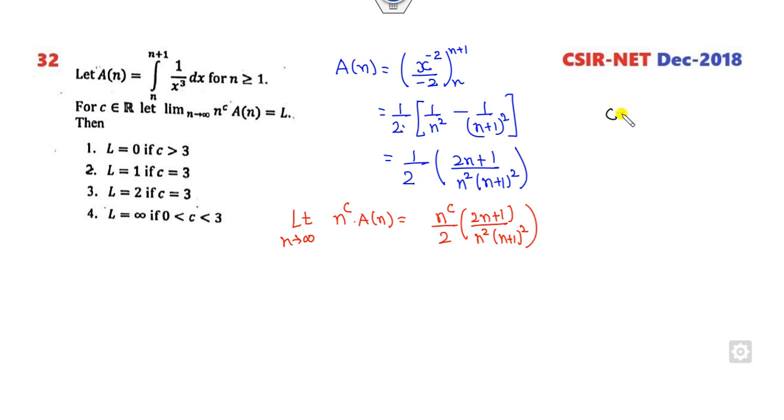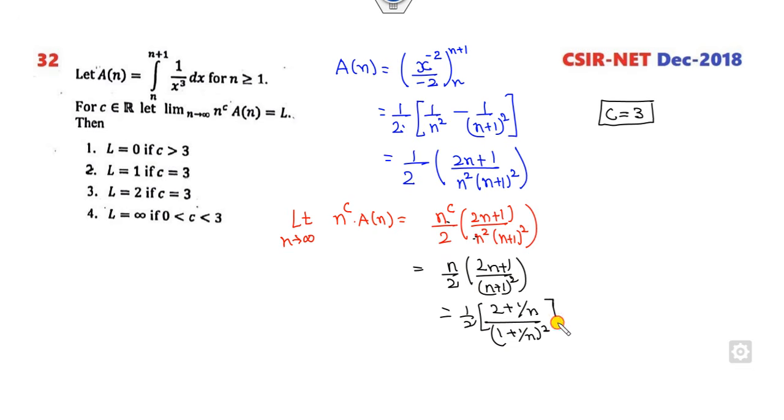Okay, very simple. I can choose firstly c equal to 3. Then the degree of the numerator becomes 4. The denominator is also 4. When c is equal to 3, these will cancel out: n over 2, (2n plus 1) over (n plus 1) squared. Now the degrees are the same, so you can divide: (2 plus 1 over n) over (1 plus 1 over n) whole squared. What is the limit? The limit will be 1. So when c is equal to 3, L will be 1, times the 1 over 2 cancels. B is the right answer.